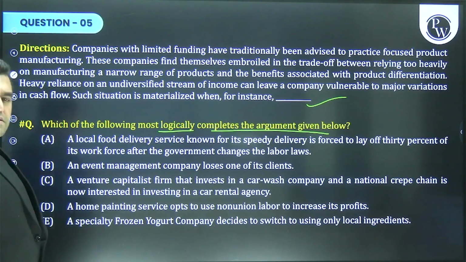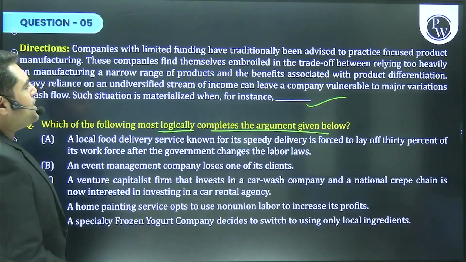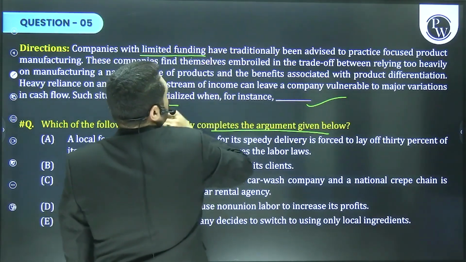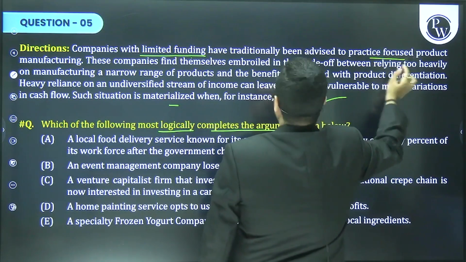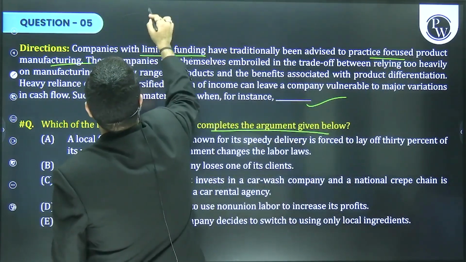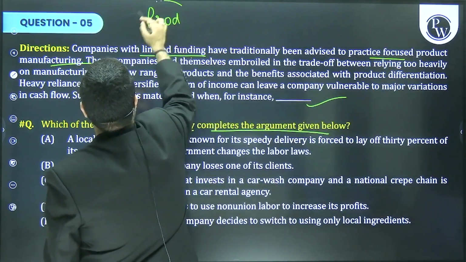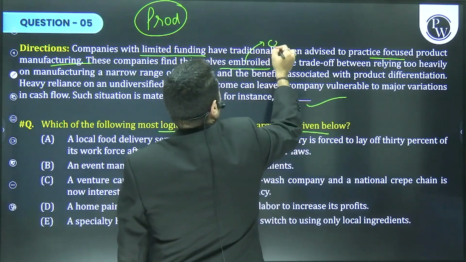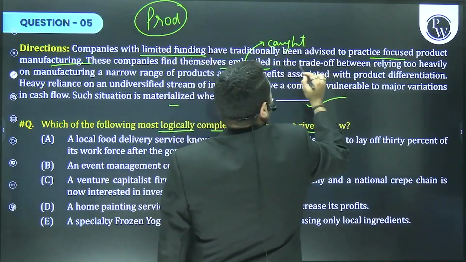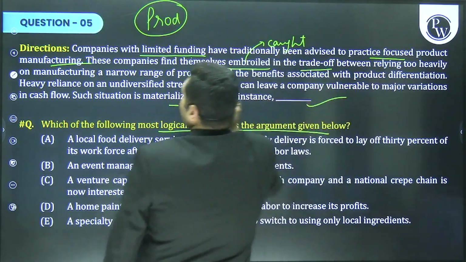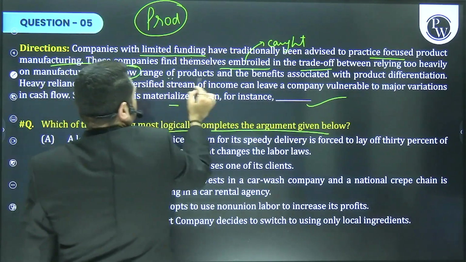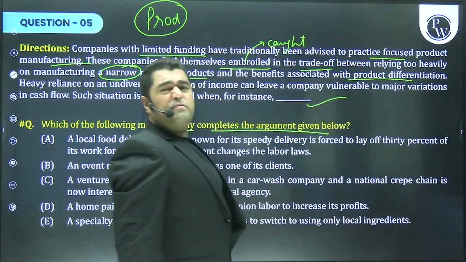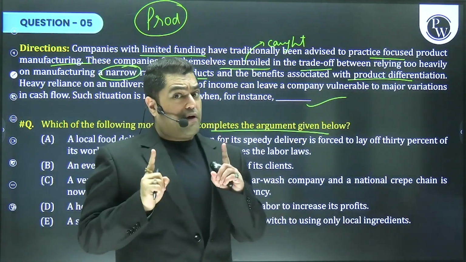Okay, people, just the question explanation quickly. Companies with limited funding, this is very important, practice focused product manufacturing, meaning only one product, not more. These companies find themselves embroiled, meaning caught in a trade-off between relying too heavily on manufacturing a narrow range of products and the benefits associated with product differentiation. Because people, they have been told to focus on one product, not more.